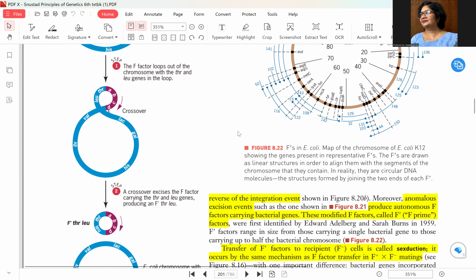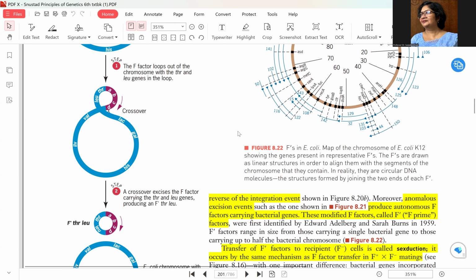But sometimes the F factor can accidentally carry out homologous recombination with a sequence which is not the original homologous sequence that was used for integration. So integration happened between a sequence of the F factor and a sequence of the bacterial chromosome which were homologous. So when excision happens, that is the opposite of integration, you would expect the same sequences to come side by side, and you would expect the same sequences to cause recombination and release the F factor from the bacterial DNA.